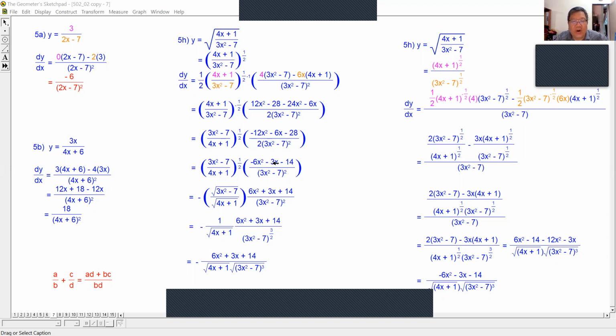Now there is a common factor here. The common factor is 2. So I take out the 2, becomes 6. Take out 2, becomes 3. Take out 2, becomes 14. And that 2 will cancel with the 2 at the bottom here. So once you take out and cancel, there is no more 2 here. And there is also no more 2 at the top. So this is the answer. Right? This is the answer.